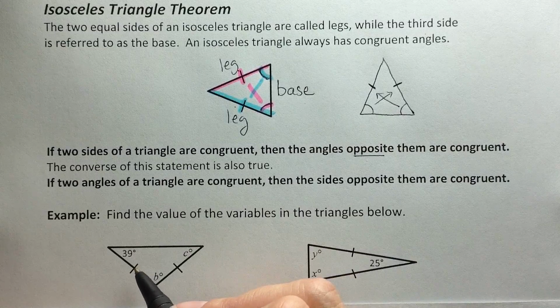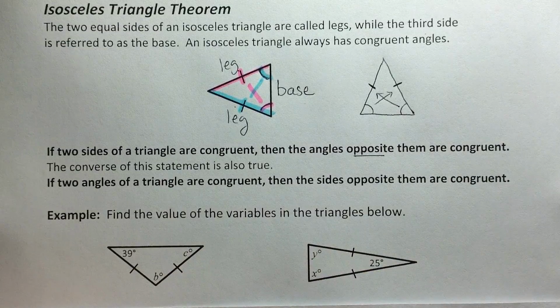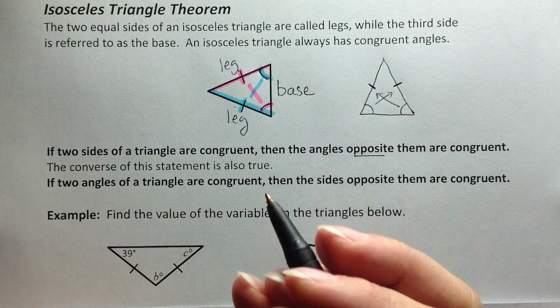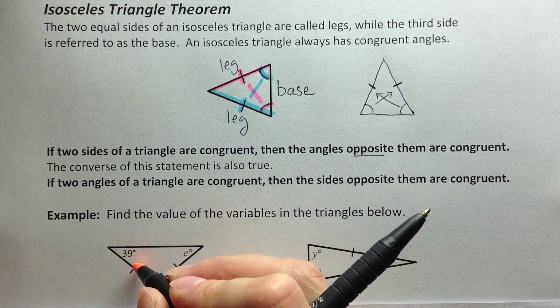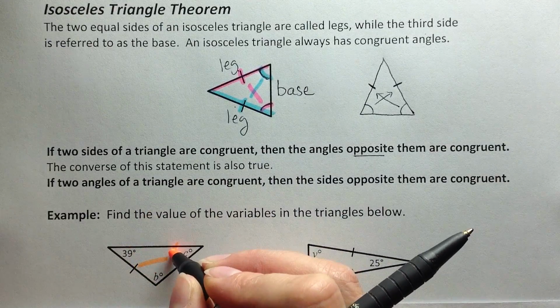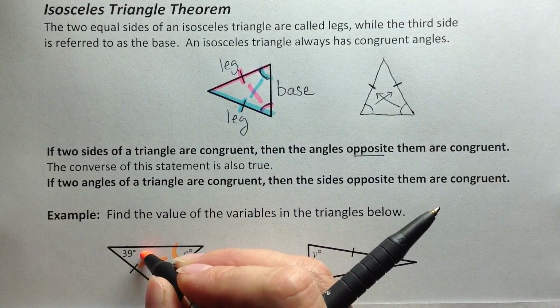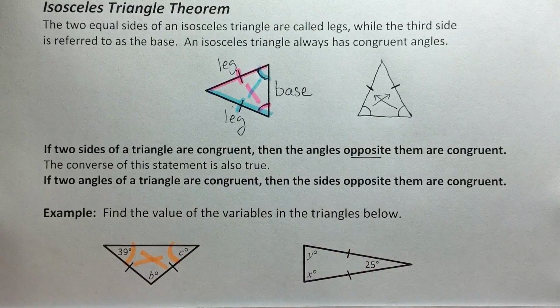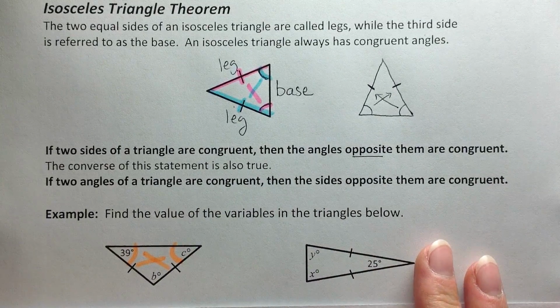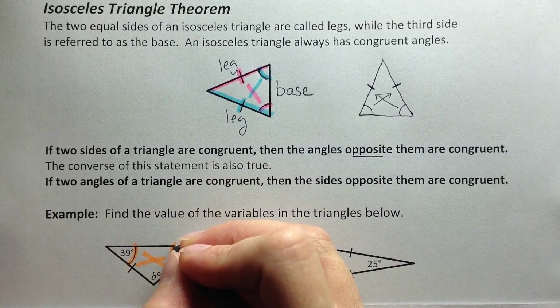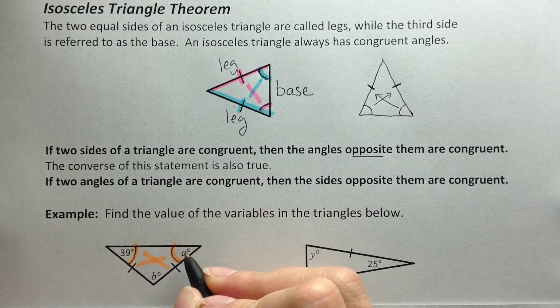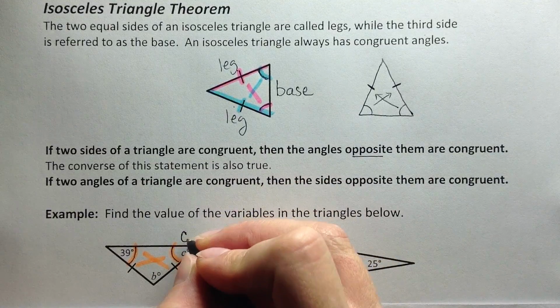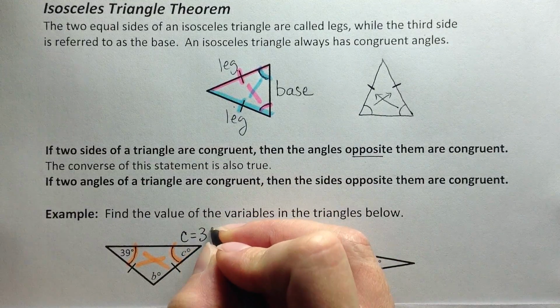Well, then I notice two sides are the same. So I'm asking myself, what's the relationship between these angles? The two sides that are the same are going to have angles opposite them that are the same. So opposite here is over here. Opposite this one is right here. So once I've decided where my congruent angles are, I'm going to start my problem solving. Well, C, I already know. Okay, it's one of the base angles. So C equals 39 degrees.